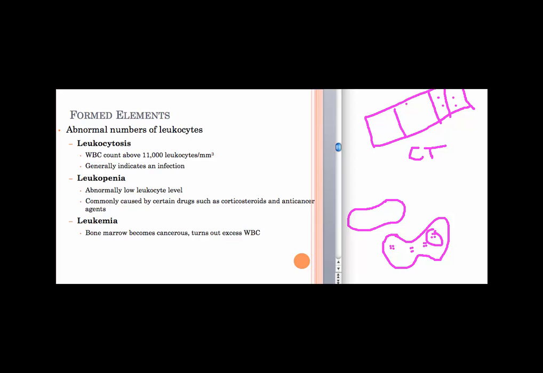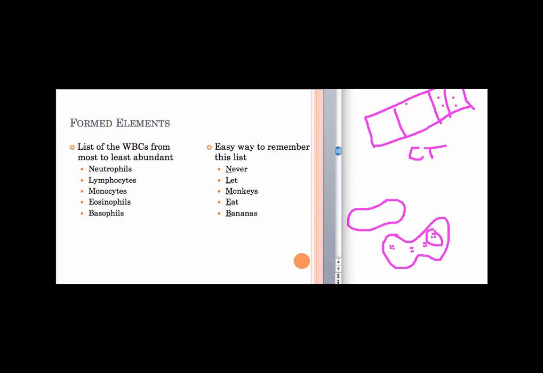We have a couple of abnormal numbers of leukocytes that give rise to diseases. Leukemia is when the bone marrow produces an excessive number of white blood cells. Leukocytosis is when we have a white blood cell count above 11,000, typically indicating an infection.